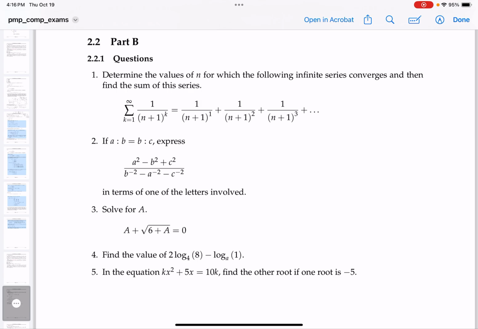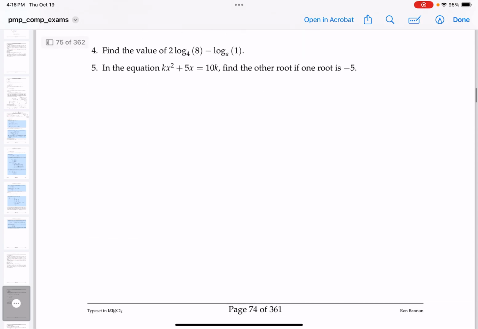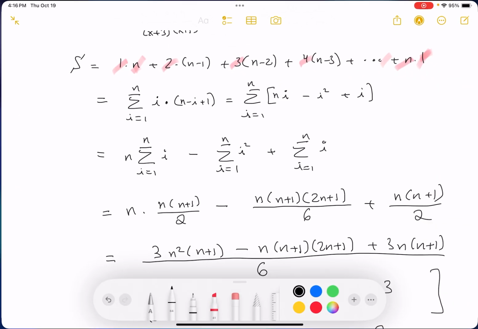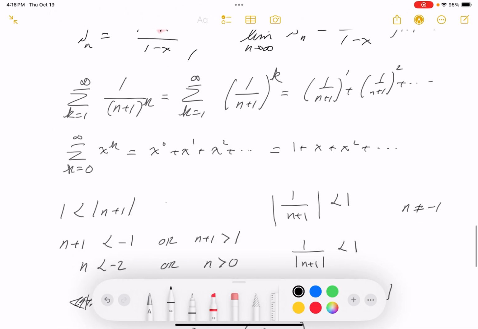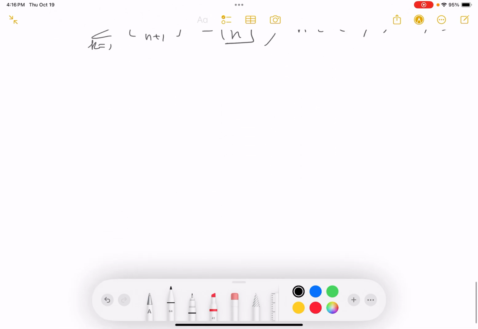Okay, number two says, the ratio A to B is the same as the ratio B to C. Express this thing in terms of one of the letters involved. All right, let's take a look. Go to the whiteboard. And to do that, you write things down, including when you have no idea where it's going to go. So I'm going to write things down. What do I know? Let's write this over here.